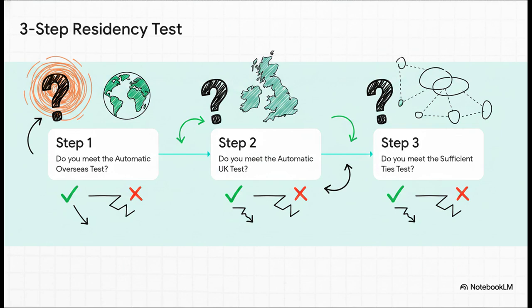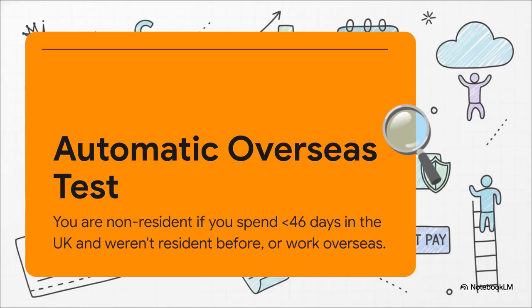You start with step 1, the automatic overseas test. If you don't get a clear answer there, you move on to step 2, and so on. Pretty logical, right? So this first test, the automatic overseas test, is basically designed to quickly identify people who are obviously not based in the UK. We're talking about folks who spend very little time here or who work full-time abroad.